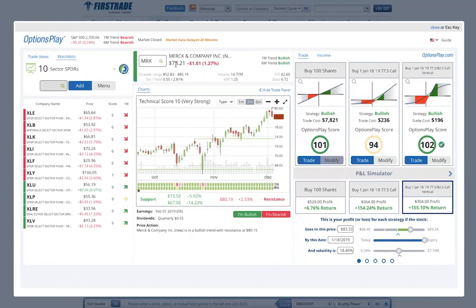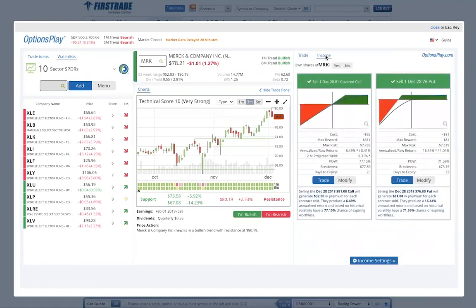So here, Merck is trading at $78. As you can see, buying 100 shares of that stock will cost you $7,800. Buying a call option only costs you $236. So you maintain the same upside exposure as owning the stock, but risk only $236 for every 100 shares versus risking $7,800 per 100 shares. So that's just a quick comparison of buying the stock to buying a call, and shorting the stock to buying a put.